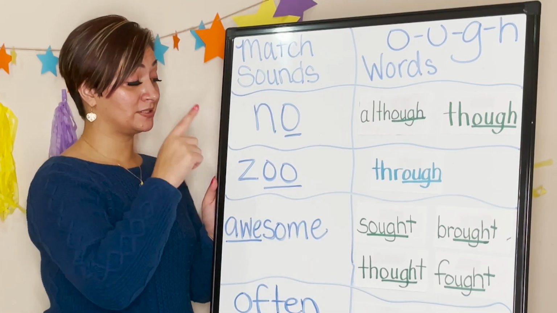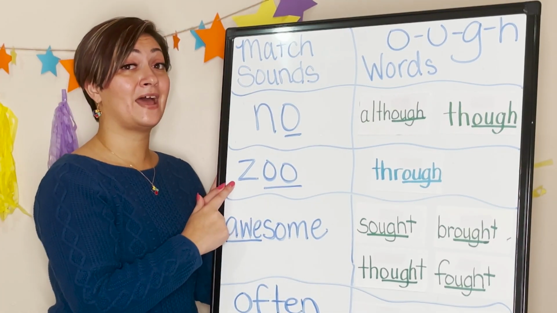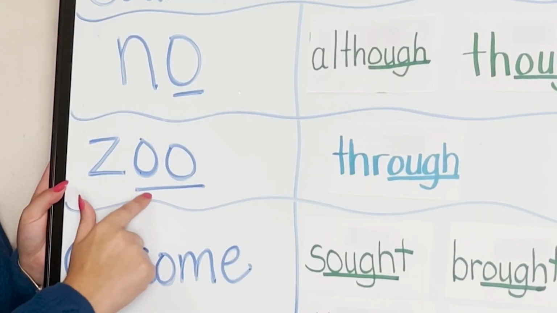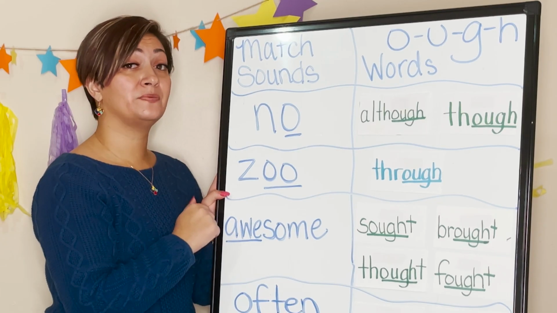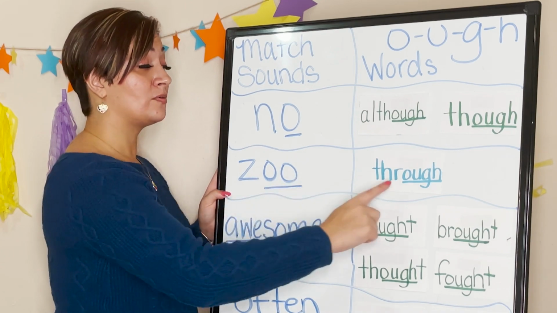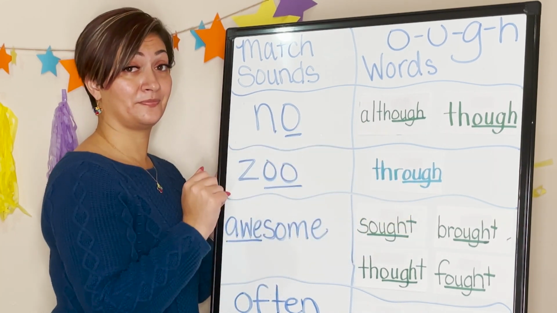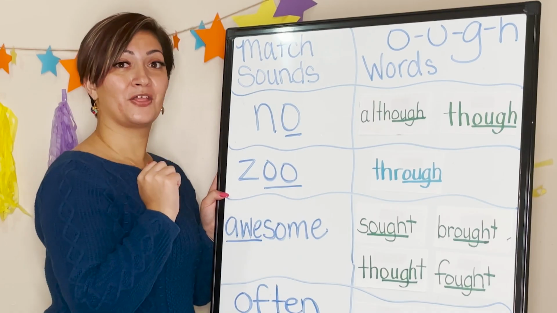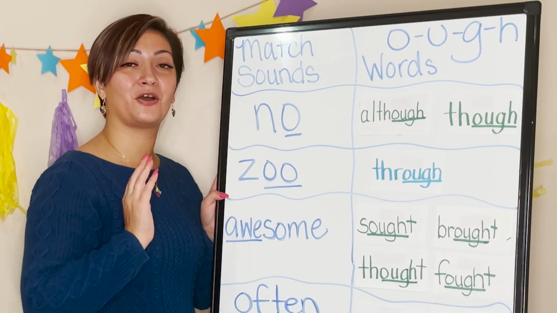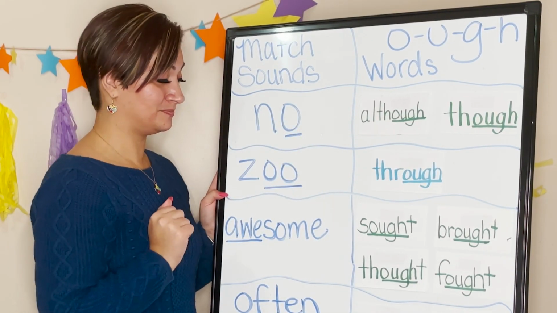Well, now we're going to come down a row. And now the sound we're trying to match is the sound ooh, like in the word zoo. So when we see O-U-G-H now, we're going to say ooh. All right, so we get ooh. Through, nice work. You can go through a tunnel.